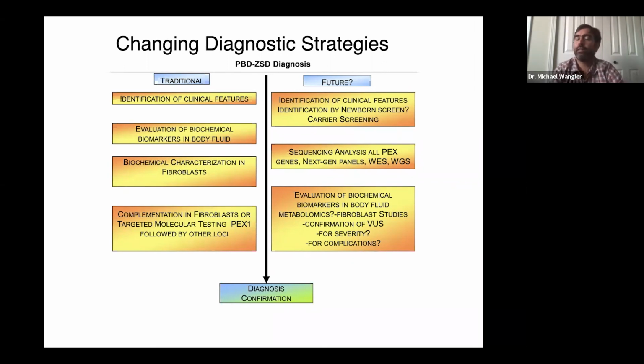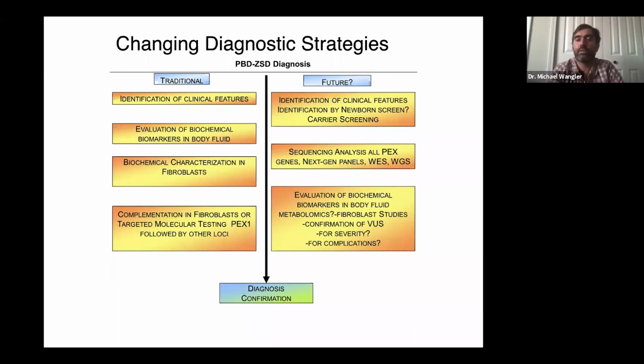But right now, we're in a different era where a lot of this is happening through newborn screening. It may happen through carrier screening, where parents find out they have a specific PEX mutation as they go in for prenatal screening. Babies who present with seizures or low muscle tone may go straight to next generation sequencing. They may get exome sequencing within the first few weeks of life. And then you'll know about the PEX mutations in those babies before you even know whether the very long chain fatty acids are elevated.